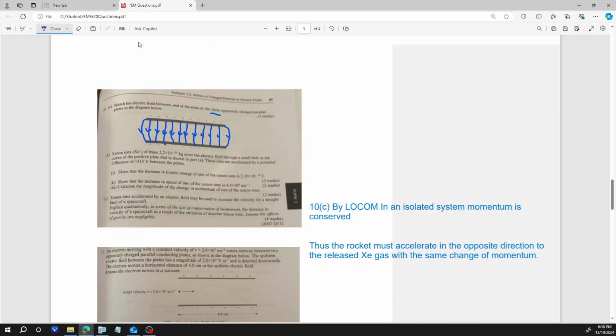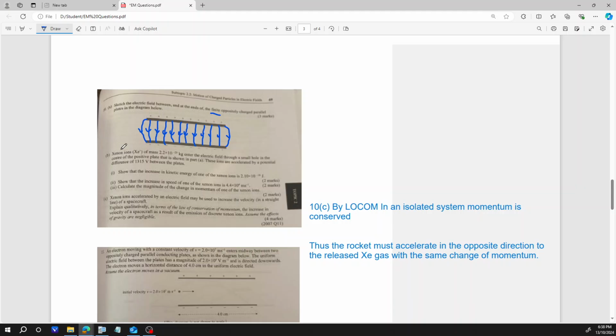For 3 marks: uniformly spaced, parallel. Pull your rule around if you want to and just make it as neat as you can, just enough for them to do it. And the third mark would be these edge effects, where you get that bending of the field at the termination of the parallel plate.